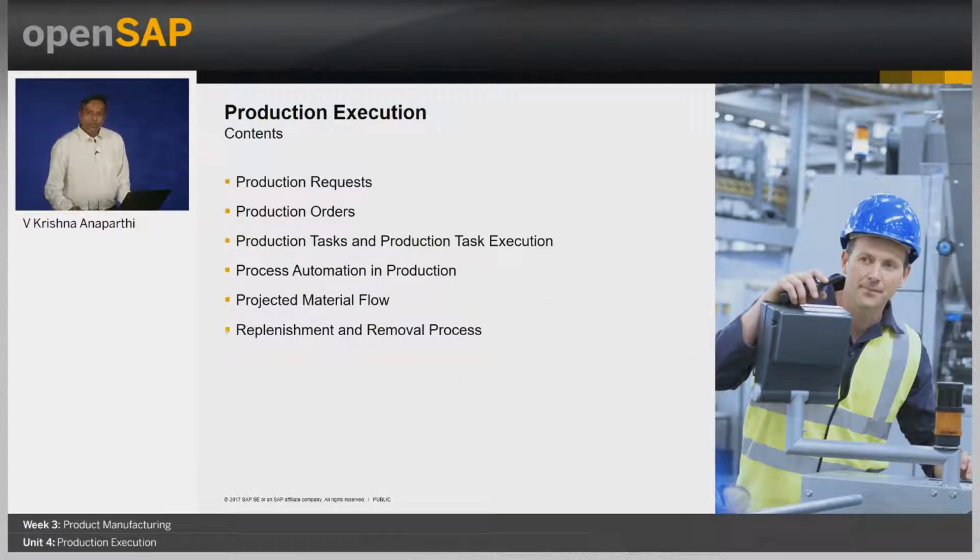In this unit, we will be primarily discussing the following elements: production requests, production orders, production tasks and their execution, process automation in production, projected material flow, and finally replenishment and removal process.